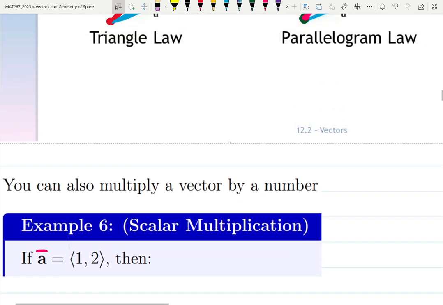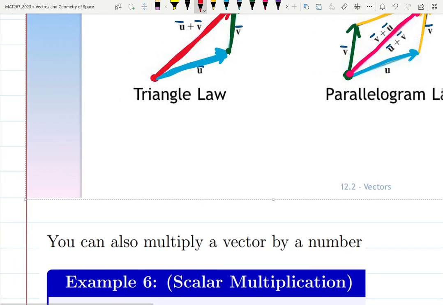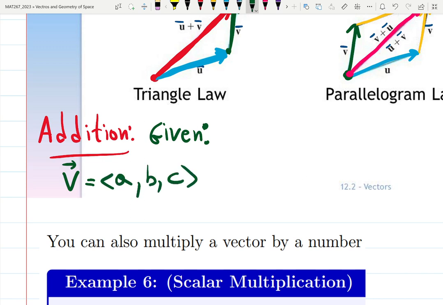Now, let's write down how it works in written form. Addition of two vectors or more, doesn't matter. Addition of vectors: let's practice writing vectors. V equals, and it has a, b, c as components of the vector.